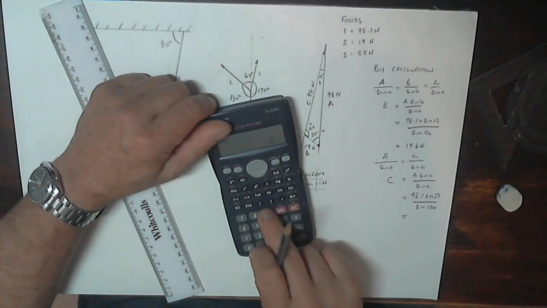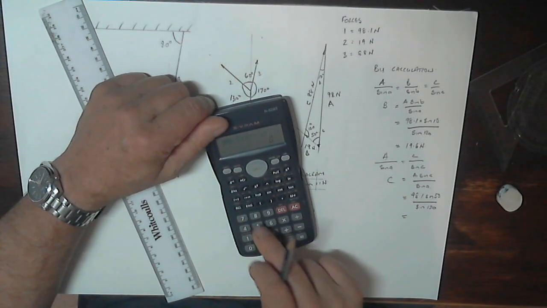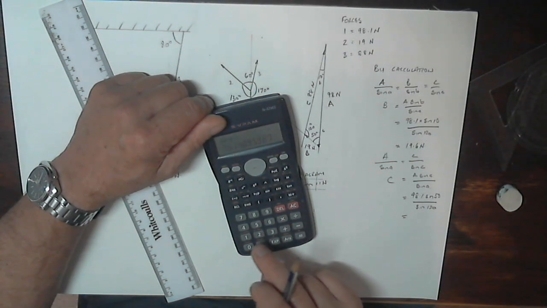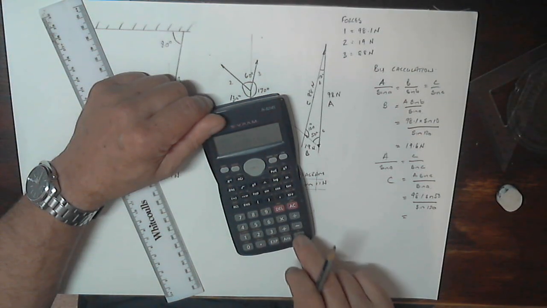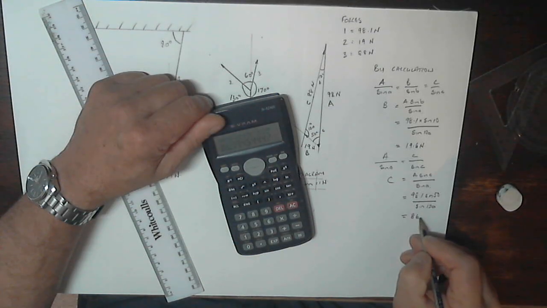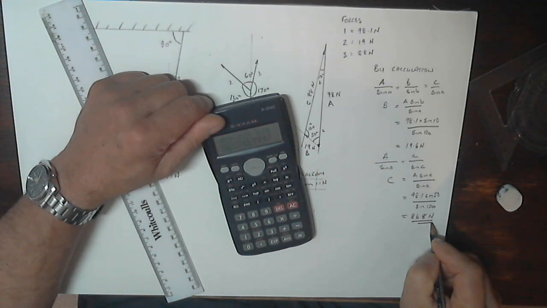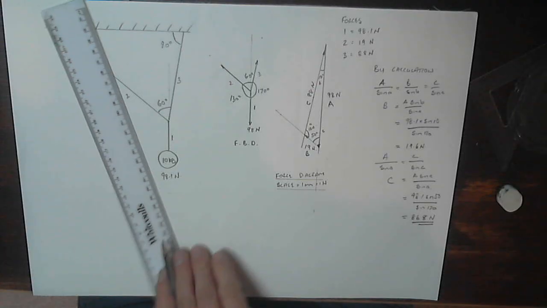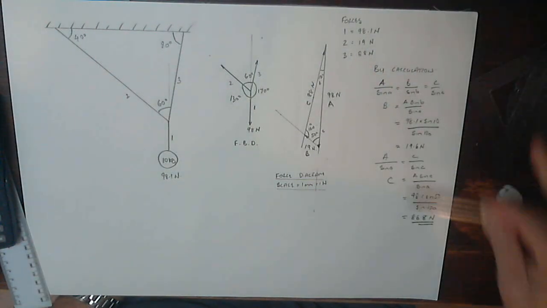so 98.1 sine 50 equals, divided by sine 120 equals 86.77, or 86.8 newtons, and we had 88 there. So they're near enough to say that we're probably correct. Near enough in that regard. More accurate here.